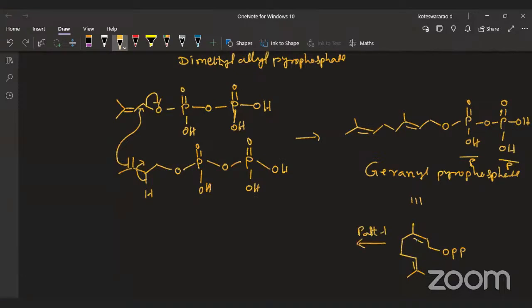In this path 1, these pi electrons are donated here. The OPP is eliminated as a leaving group. Right? Then it leads to the cyclic structure. This is the cyclic structure.